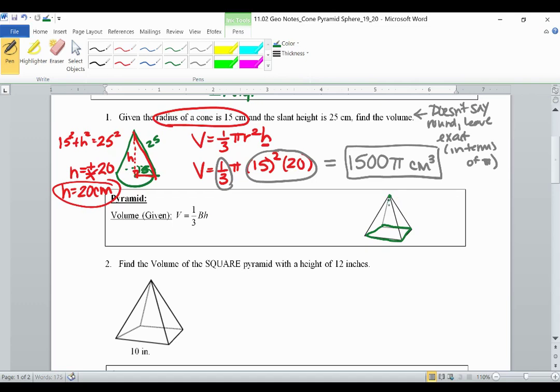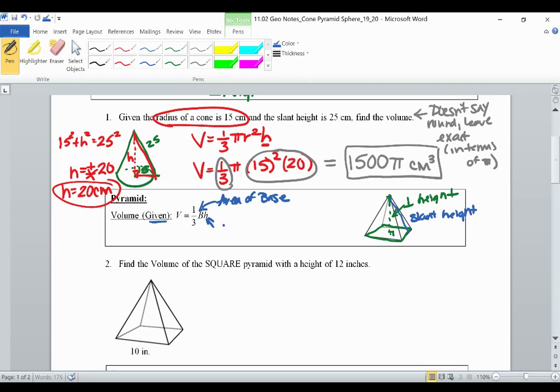So again, if we drop straight from the apex down perpendicular to that base, we have our perpendicular height. And again, along the edge of the figure, if you go straight down the side on the outside, that's going to be your slant height. So we have 2 different heights again. The formula, which is given on the reference sheet, is 1/3 capital B times H. And remember that if the B is capitalized, it means the area of the base. And this H, again, is your perpendicular height.